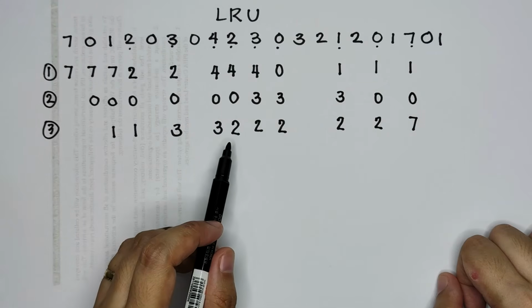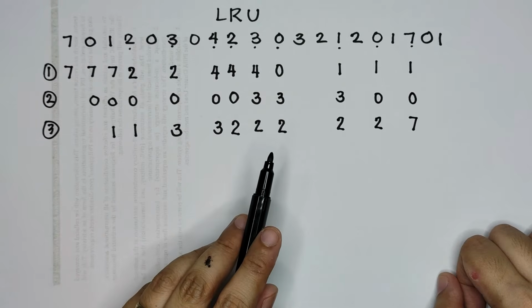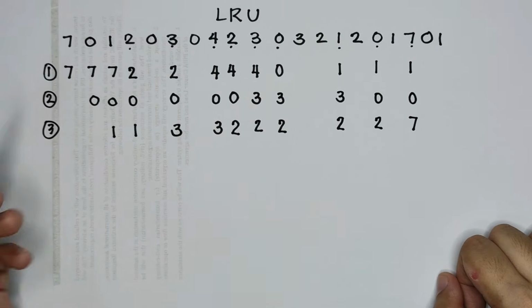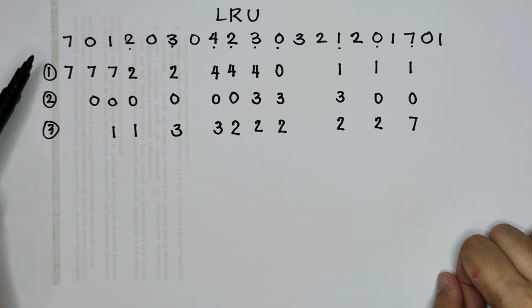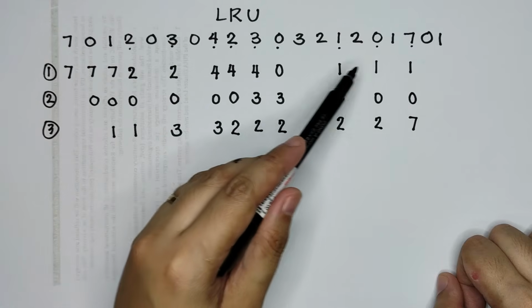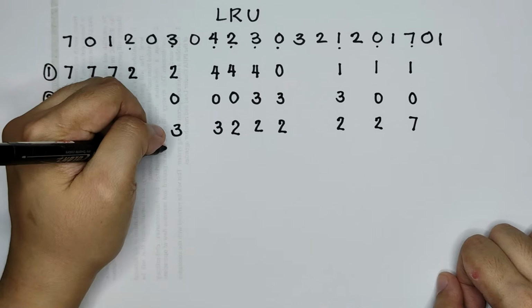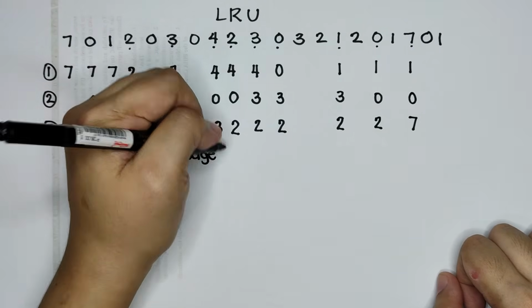Okay? So how are we going to get the page faults? Let's count the number of page frames that has changed. So 1, 2, 3, 4, 5, 6, 7, 8, 9, 10, 11, 12. So for this example, we have 12 page faults.